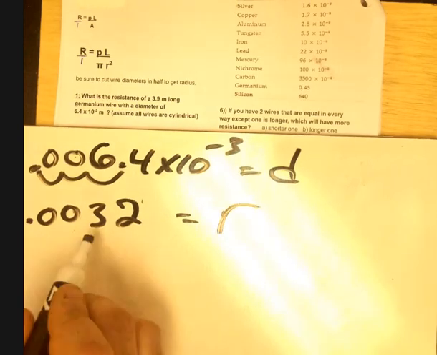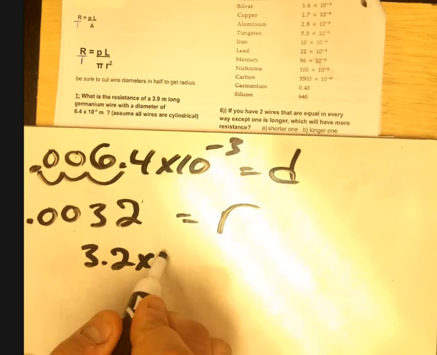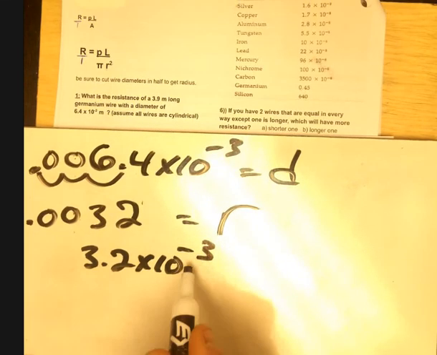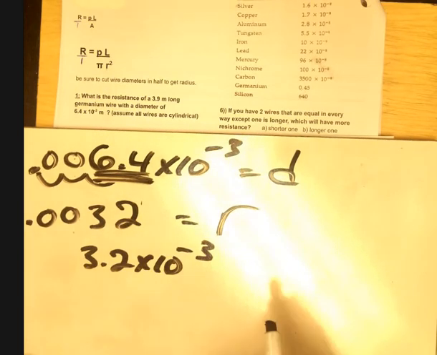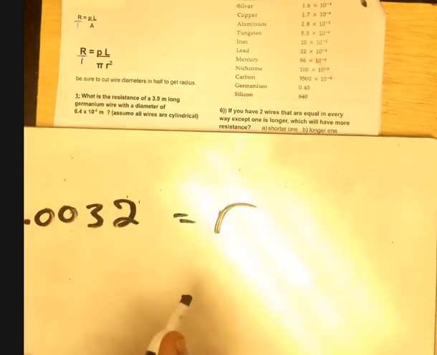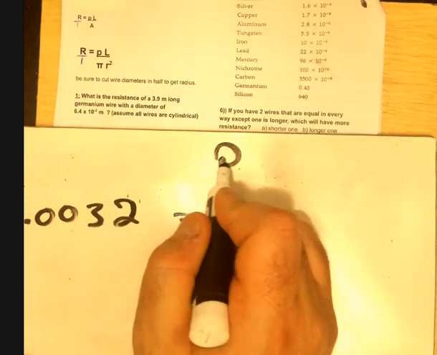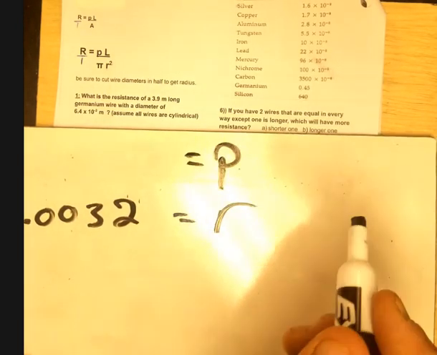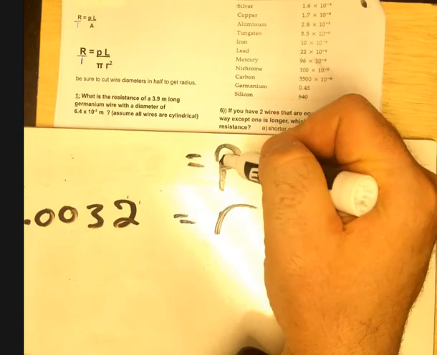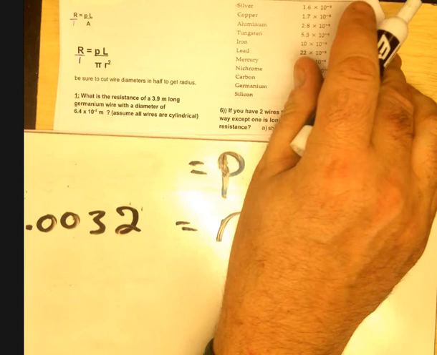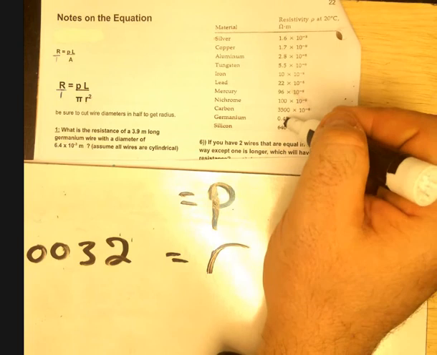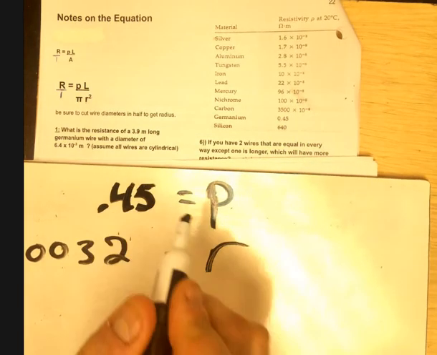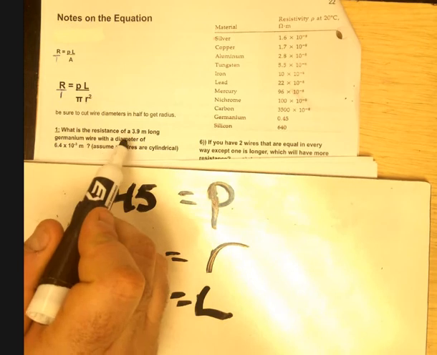Now notice if I put this into scientific notation, it is still times 10 to the negative third. I only cut the front numbers in half. The power of 3 doesn't change. Okay, so there's my r value. I need to find the P value. Sometimes you'll hear me call that the rho value. Okay, this is known as resistivity. And we have that in our little graph or table up here. The resistivity of germanium is 0.45. The length of this wire is given to us as 3.9.